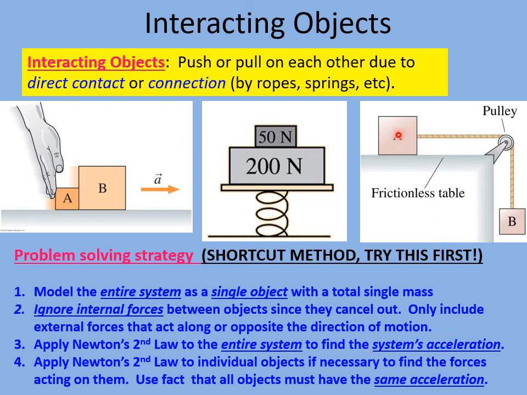So remember that these two blocks, A and B, have the exact same acceleration. These two blocks, which are being pushed to the right, have the same acceleration because they're moving together. They're moving as one object. And then finally, we can apply Newton's second law to individual objects within the system, if needed, to find any forces acting on them. And again, the trick to remember is that all objects in these systems have the same acceleration. Let's go ahead and look at an example.